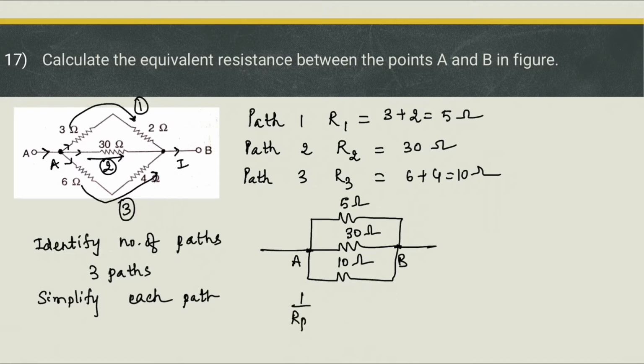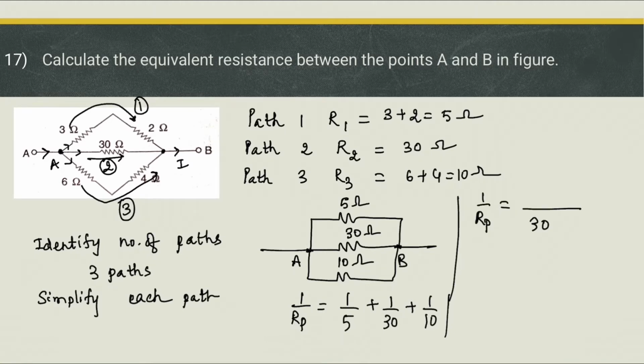So 1 upon Rp is equal to 1 upon 5 plus 1 upon 30 plus 1 upon 10. So 1 upon Rp is equal to, LCM is 30, 6 plus 1 plus 3, 10 upon 30, 1 by 3. So Rp is equal to 3 ohm, and that is the equivalent resistance of the entire circuit diagram, 3 ohm.